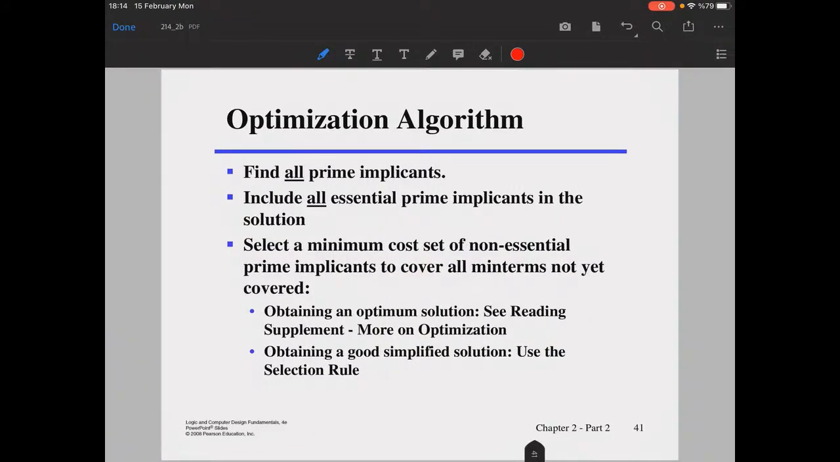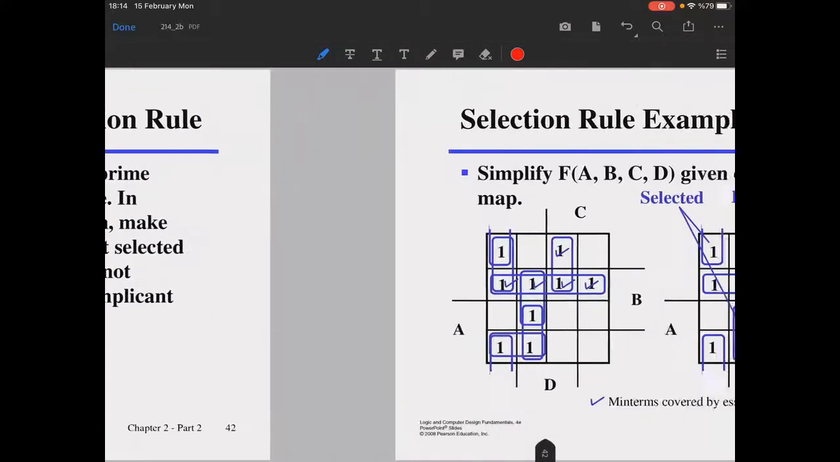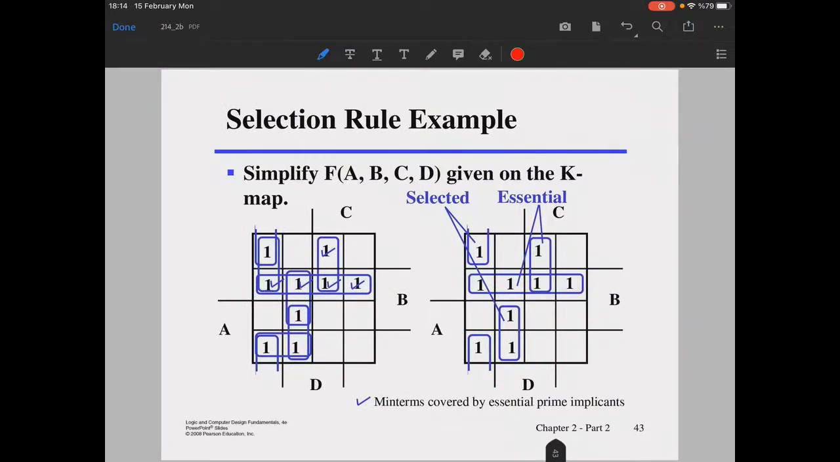Okay, so the algorithms that try to minimize the circuits are using this type of mechanisms for finding the optimum solutions. They're finding all prime implicants first, then putting all essential prime implicants into solution, then placing the selected prime implicants with minimum overlaps for not yet covered minterms. That's it. I mean, there are several algorithms for this, but that's the basic idea.